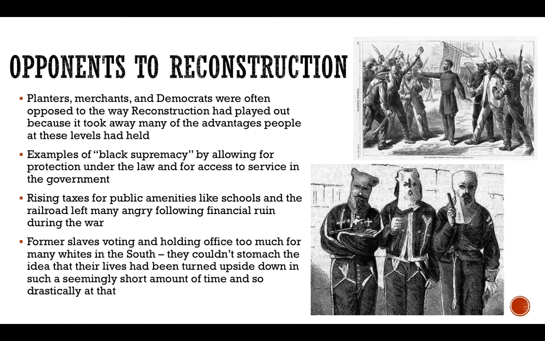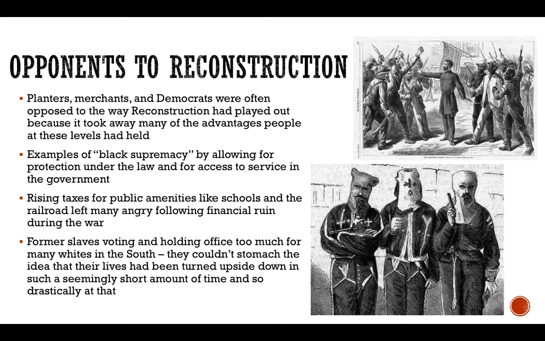There were many opponents to Reconstruction. Many of them had been planters or merchants or Southern Democrats, and they were opposed to the way that Reconstruction had played out because it had taken away many of the advantages people who had been planters, merchants, or political figures had held. There were some what they conceived of as examples of Black supremacy by allowing for protection under the law and for access to service in the government. So they were seeing this protection based on race as an example of an attempt at Black supremacy.